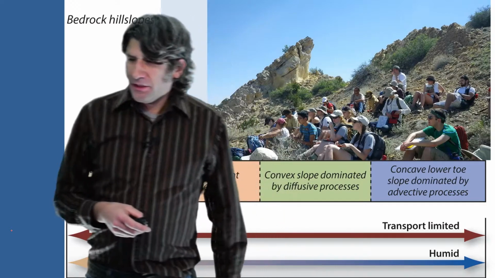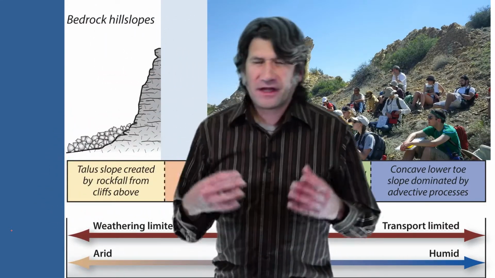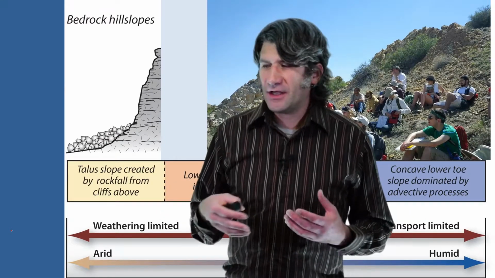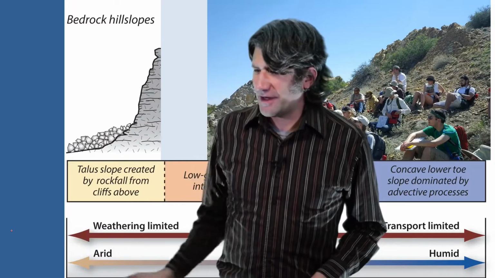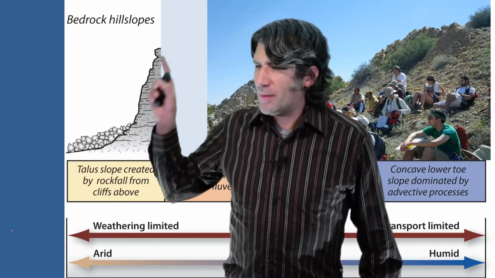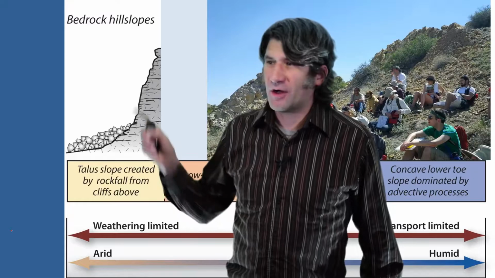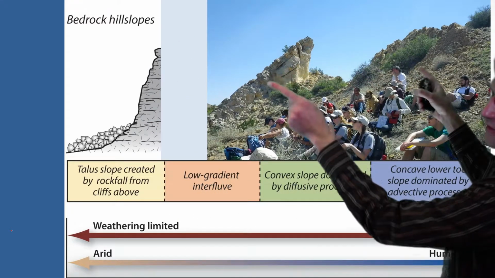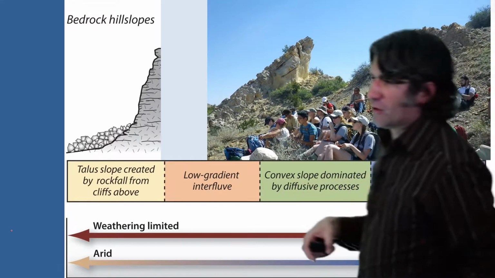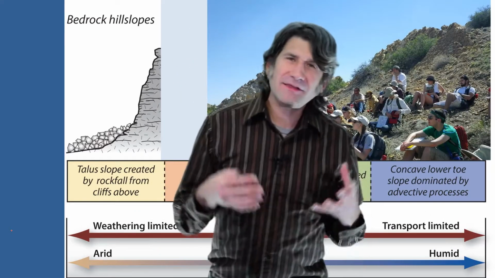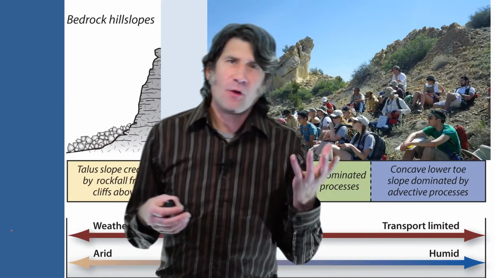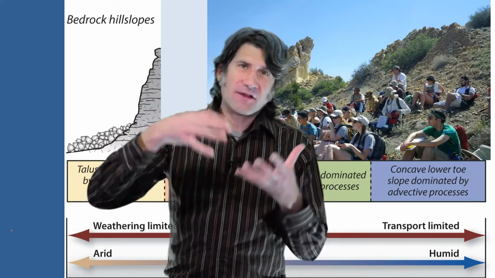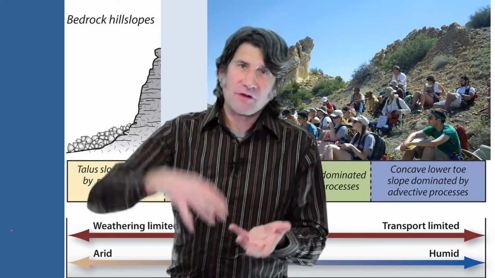Okay, next up I want to talk about how we see different types of hill slopes around the world and how that's related to climate. In more arid regions, we have hill slopes that are dominated by bedrock. If you look at this picture behind me, see these hill slopes? There's not a lot of vegetation on them. We call these weathering limited hill slopes. What weathering limited means is that what's controlling the form of the hill slope is the fact that weathering rates are low relative to erosion rates.